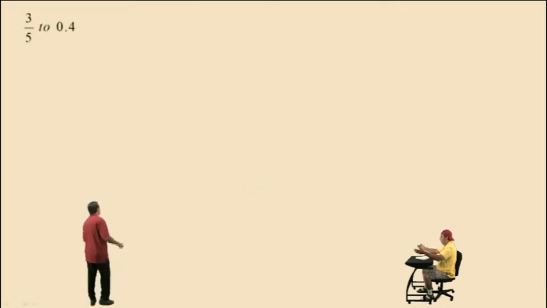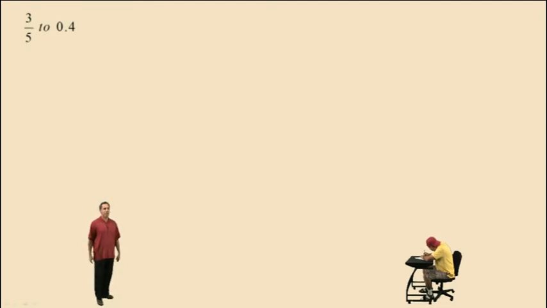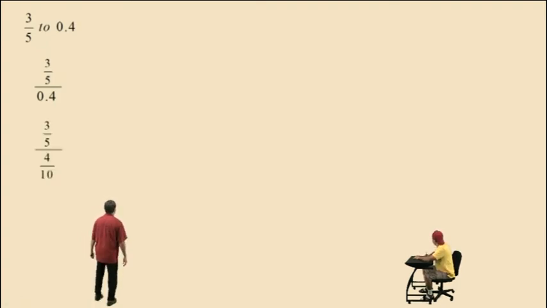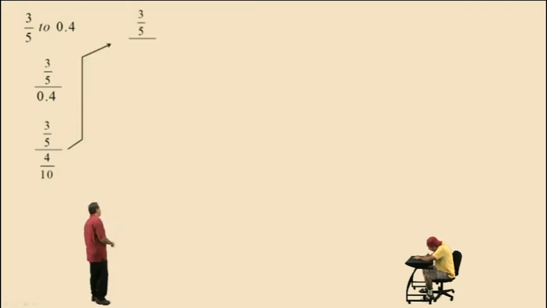Okay, Charlie, let's do another one right there. Here we have the ratio of 3/5 to 0.4. So we're mixing up fractions with decimals. Let's begin by writing it as a fraction, 3/5 over 0.4. Now let's write the decimal as a fraction, 3/5 over 4/10. But notice that denominator, 4/10, you can reduce it because 4 and 10 have a common factor of 2. Therefore, 4/10 becomes 2/5.